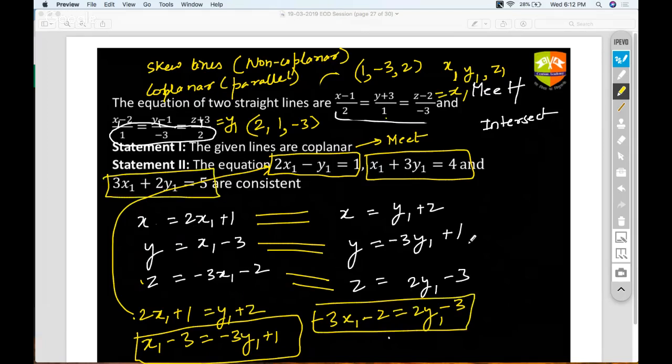Now here, your x1 and y1 values should exist. That means you should be able to find the values for x1 and y1, and that's why the equations should be consistent. So if you are able to find x1, y1 values, that means these two lines are intersecting. And since they are not parallel, they have to be coplanar. So statement 1 and statement 2 both are correct, and statement 2 is still explaining statement 1. So again, in this case, option A will be correct.